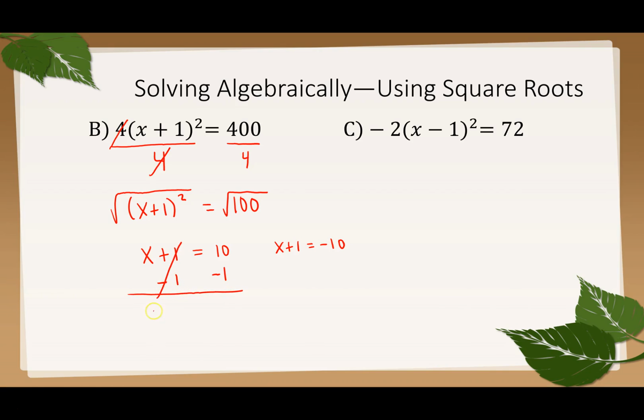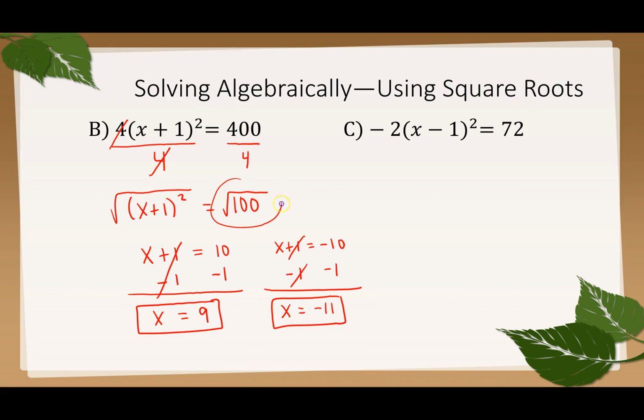That disappears, and I'm left with x equals 9. Over here, I'm going to subtract 1. That disappears, and I'm left with x equals -10 minus 1 is -11. So just like, not usual, but most of the time, we're getting 2 answers here. The trick is to say, okay, when I square root this 100, I get 10 and -10.